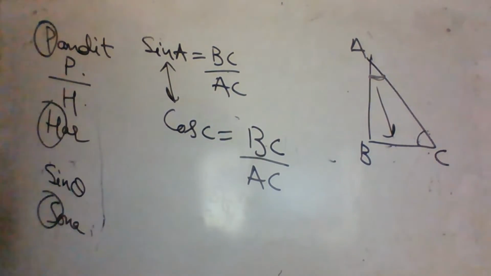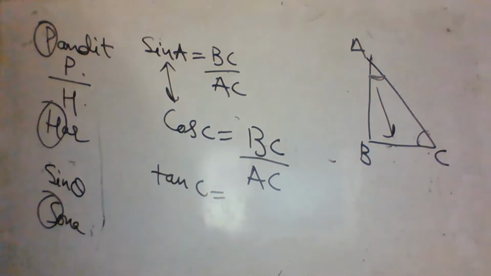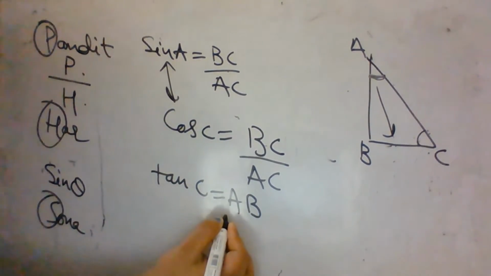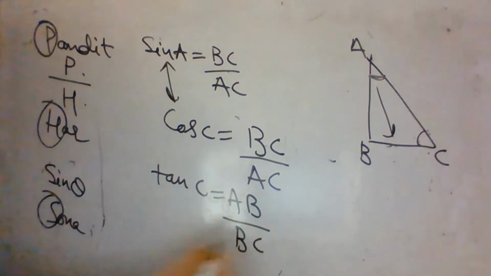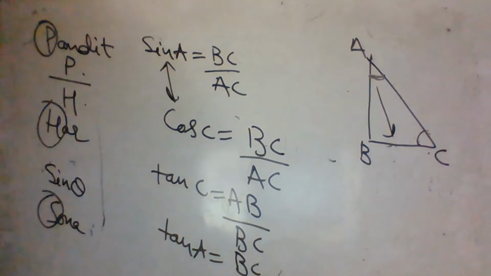Right? Similarly, you can also work for tan C. And tan C is P by B. So here it would be AB by BC. And if you would want to write tan A, that would be BC by AB. I hope this concept has been clear to all of you because this is a very easy concept.